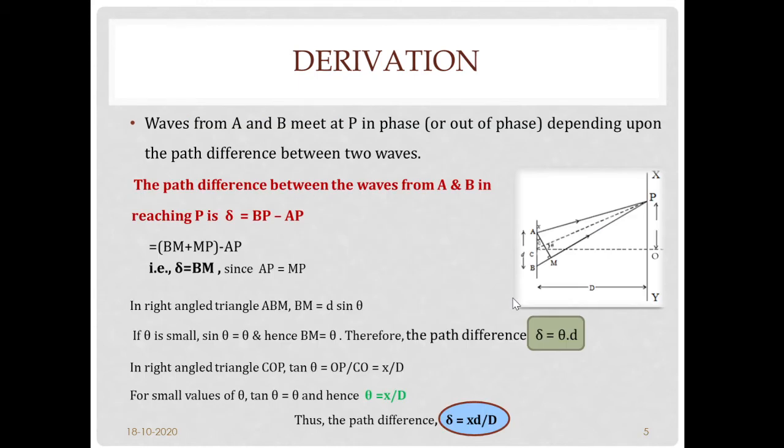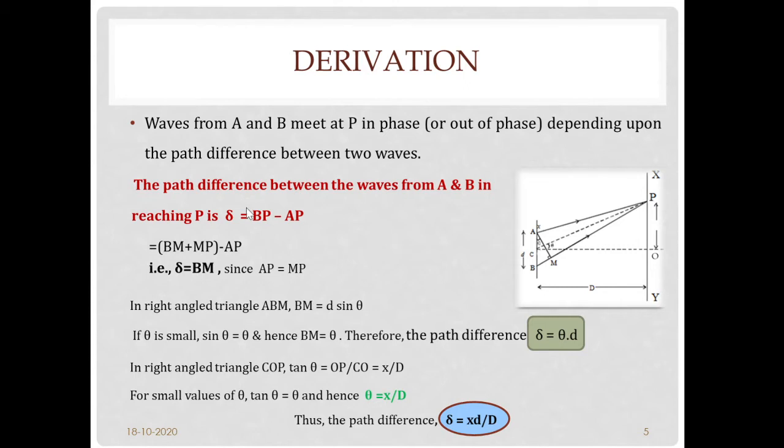So we know that in this picture, waves traveling from A and B are traveling unequal distances in reaching P. So at the point P, the waves coming from A and B can be in phase or out of phase depending upon the path difference between these two waves. We have taken this path difference as delta, and the path difference will be the light traveling from B minus the light traveling from A to P.